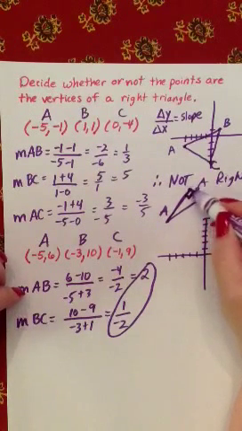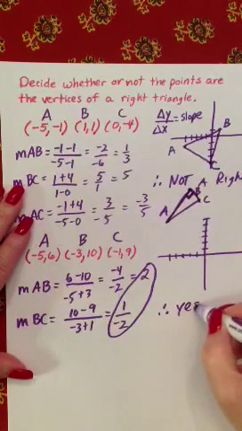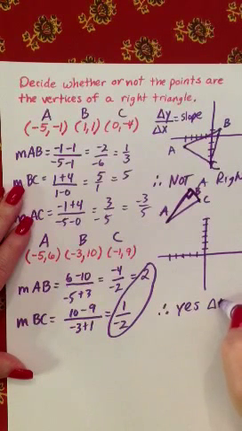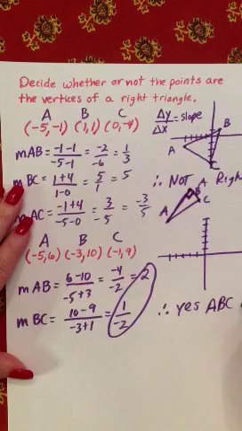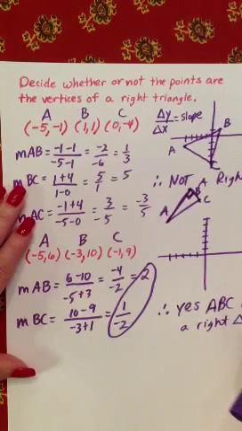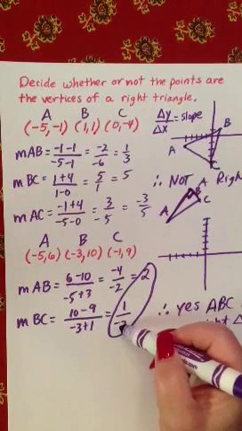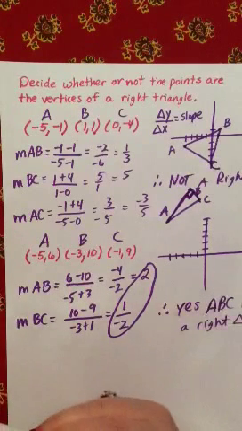These two are perpendicular to each other. So I can say, therefore, yes, ABC is a right triangle. Sorry, I meant to say ABC. ABC is a right triangle. All right, remember, if the slopes are negative reciprocals to each other, then they're perpendicular. For something to be a right angle, it just has to do that.